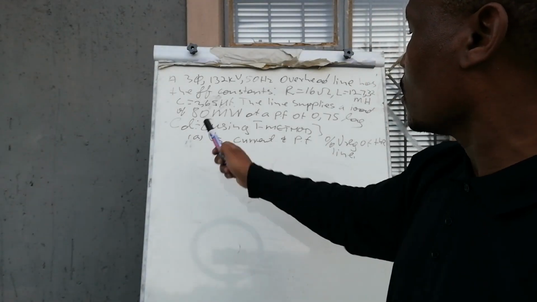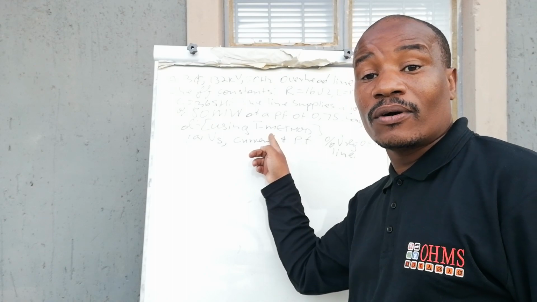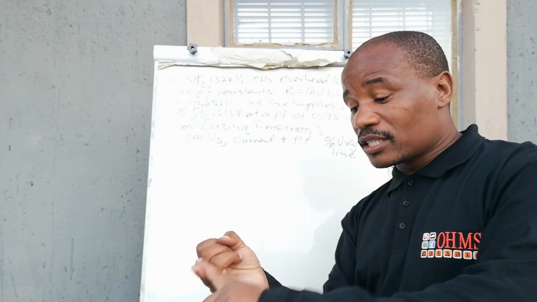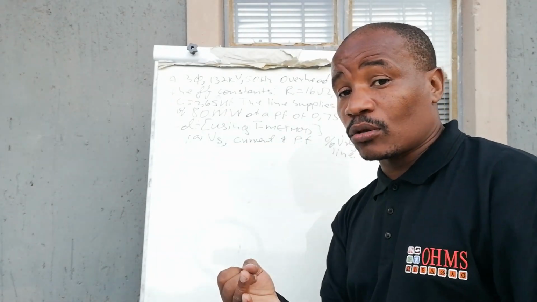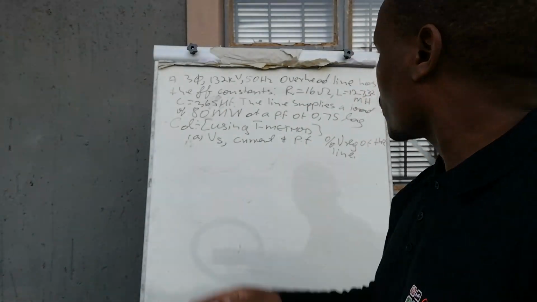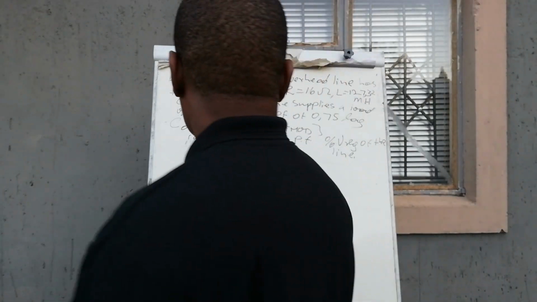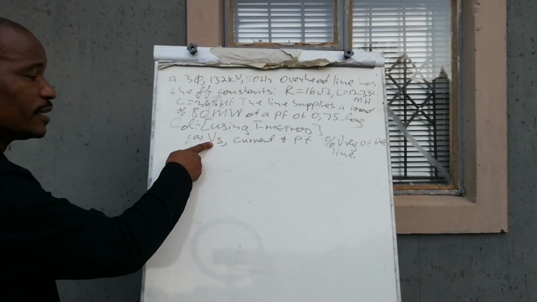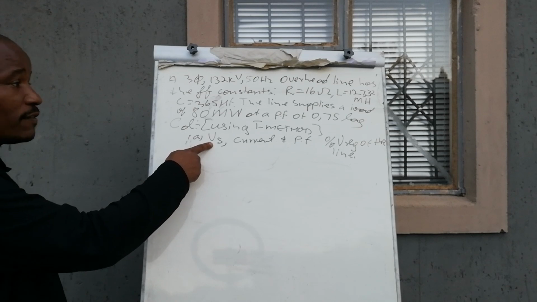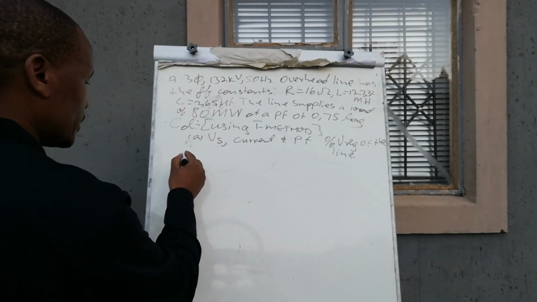And you are asked to use the T method. This shows that it's a very, very long transmission line. If you see the T method or the pi method, then you know this is a long transmission line, because of the voltage. Now, they say calculate the sending end voltage. But first of all, let's calculate this.